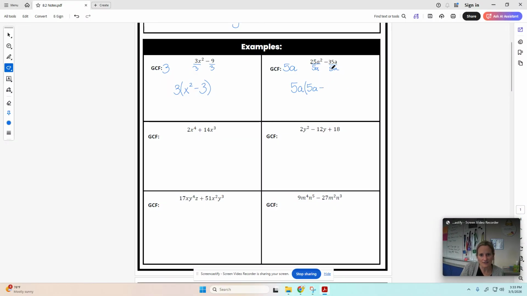Minus 35 divided by 5 is 7. A divided by a is 1, so I don't need to write it. So that's my final answer. You can always check these by multiplying them out and making sure you get right back where you started.